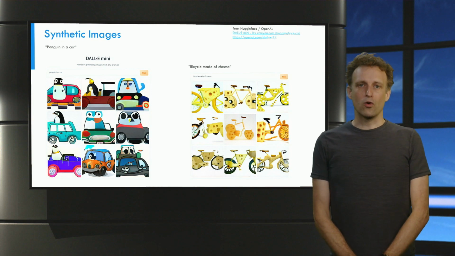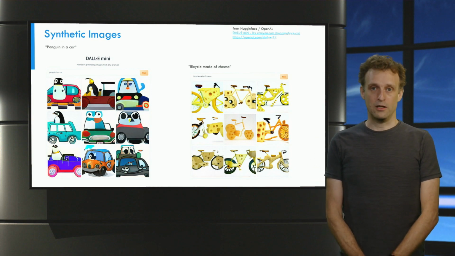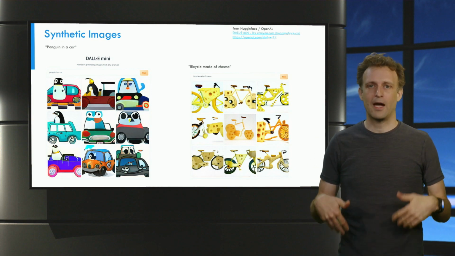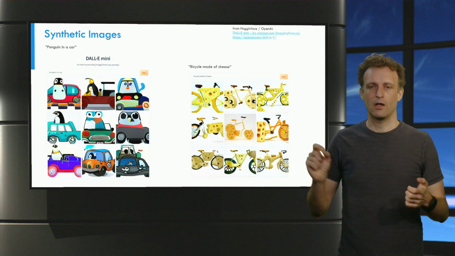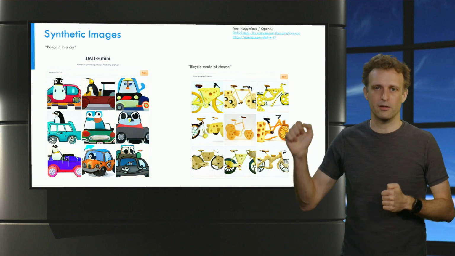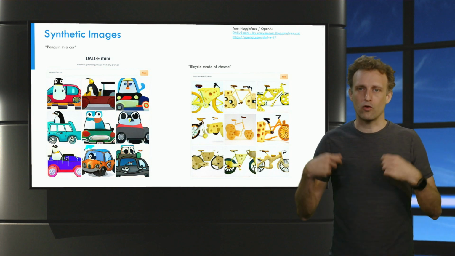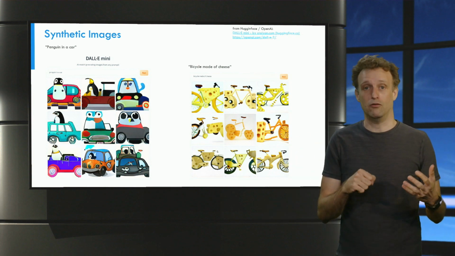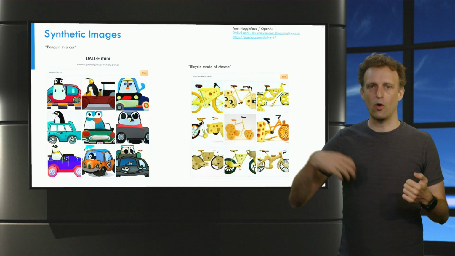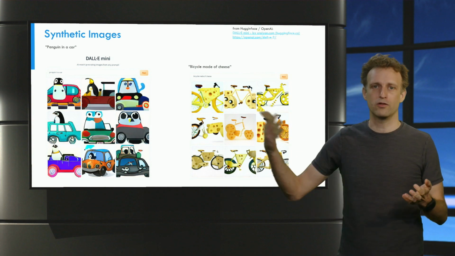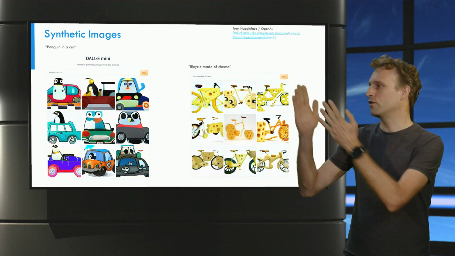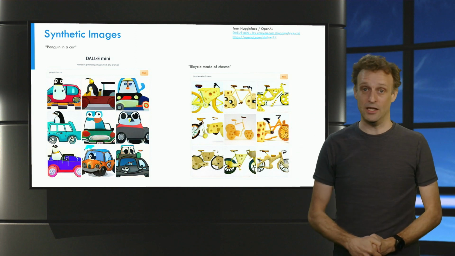Similar technologies are also being employed for generating artificial images. Here are some examples based on Mini DALL-E, a weaker version of the DALL-E model. I tried to make some images for completely ridiculous training tasks like recognizing penguins in a car or recognizing bicycles made out of cheese. Well, judge for yourself if these results are actually any good.